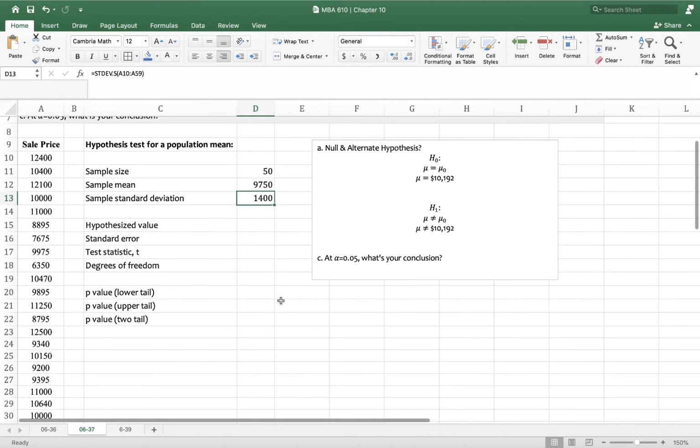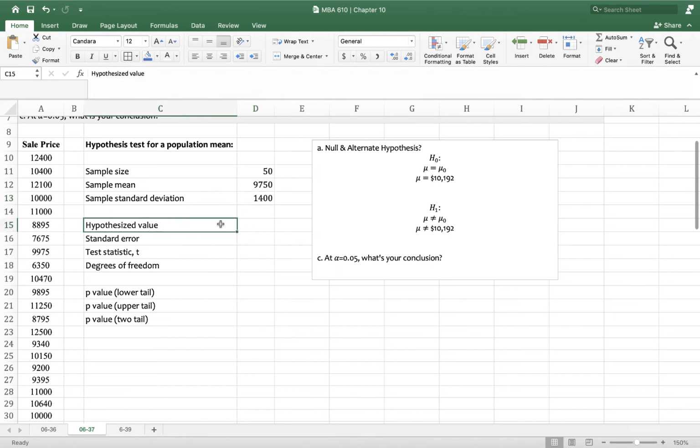So what is our hypothesized value? The hypothesized value is the value that our average would be if the null hypothesis were true. So we're asking ourselves if it's different than 10,192. That's the value that we're comparing it to. So we're going to use that as our hypothesized value. And then our standard error, we're going to calculate using the formula.